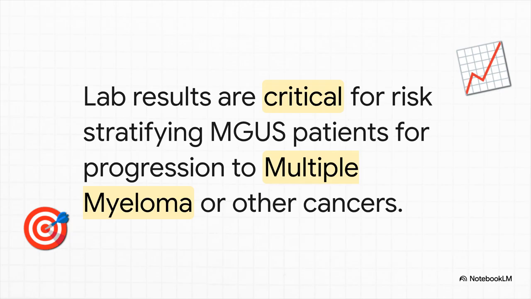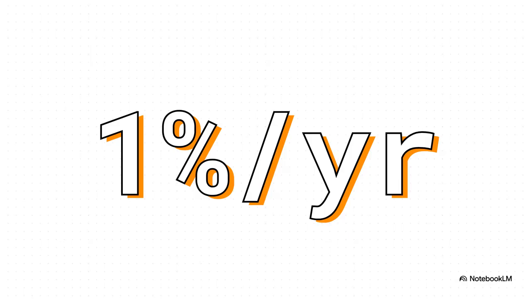Especially for that huge group of MGUS patients, these lab markers are your tools to figure out their specific risk of progressing to cancer. This is what tells you who needs to be watched like a hawk and who you can genuinely reassure. So let's start with the baseline. On average, if a patient has MGUS, their risk of it progressing to something more serious is about 1% per year. But of course, no patient is average.